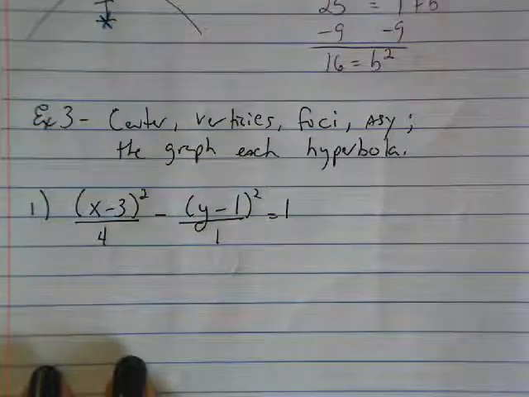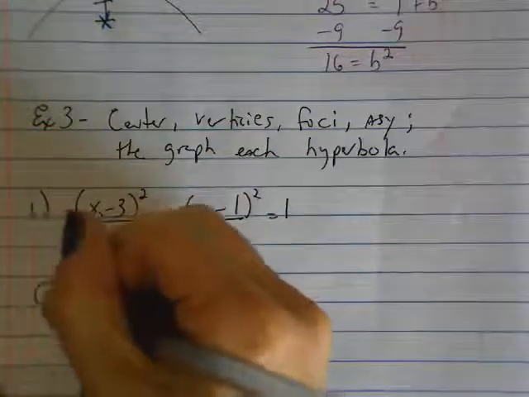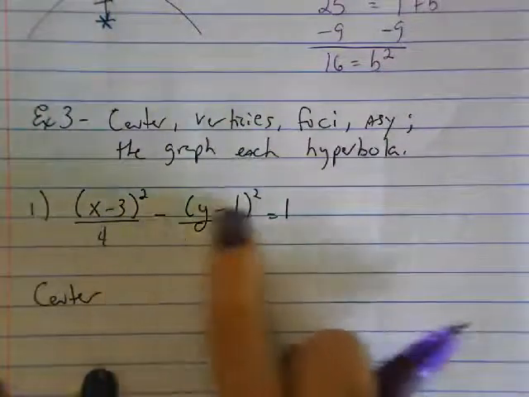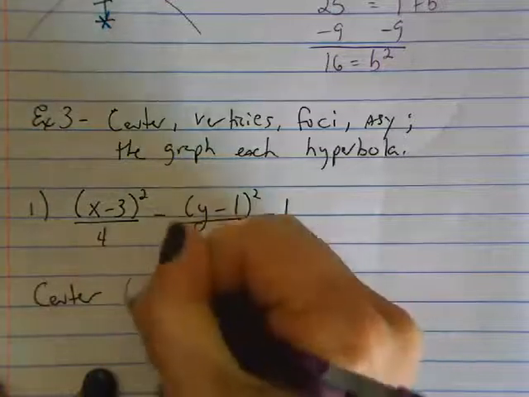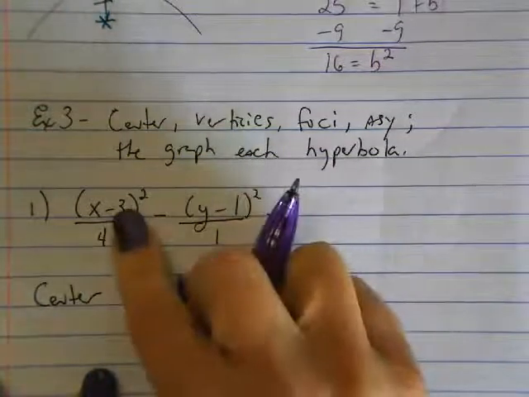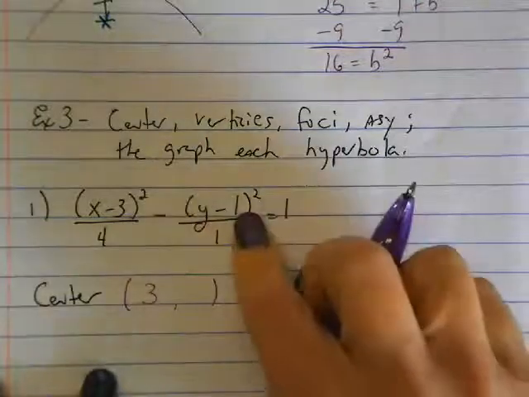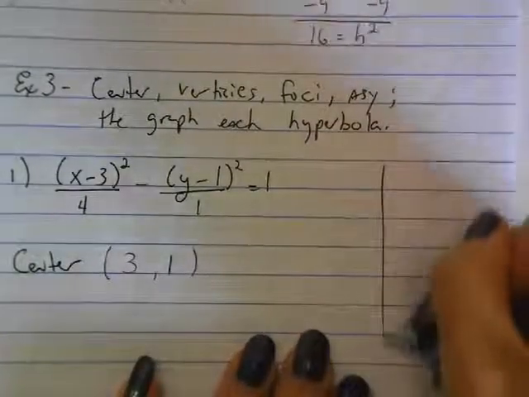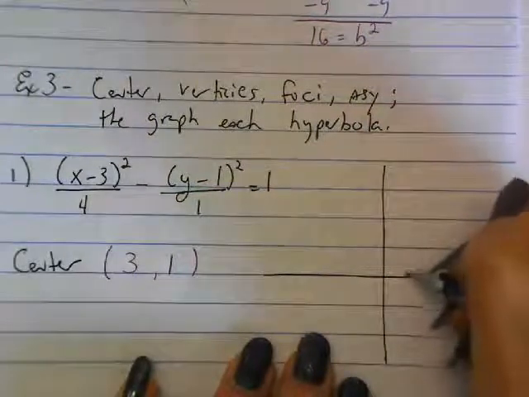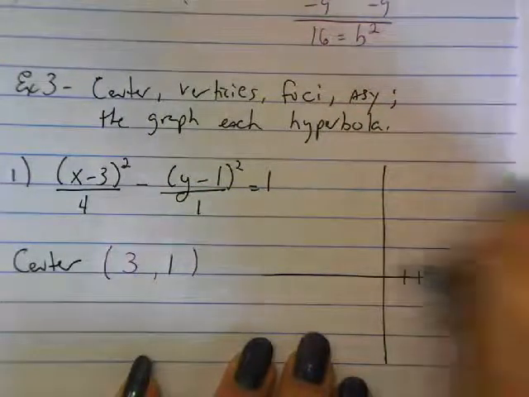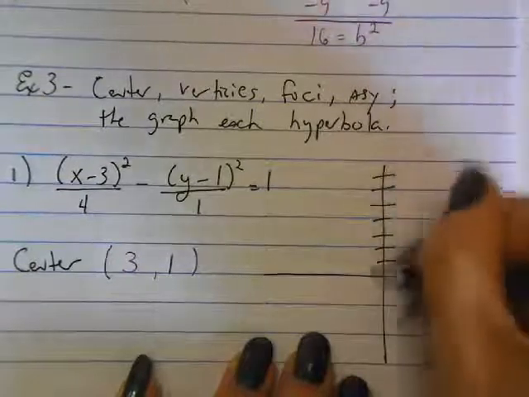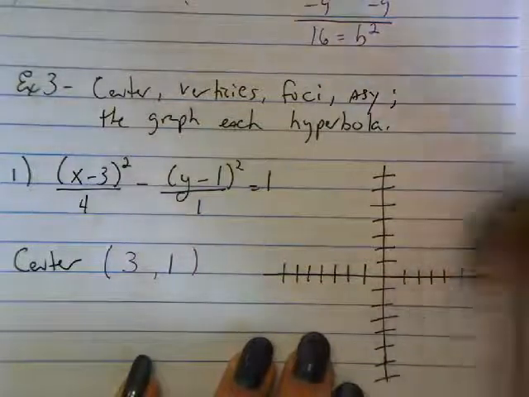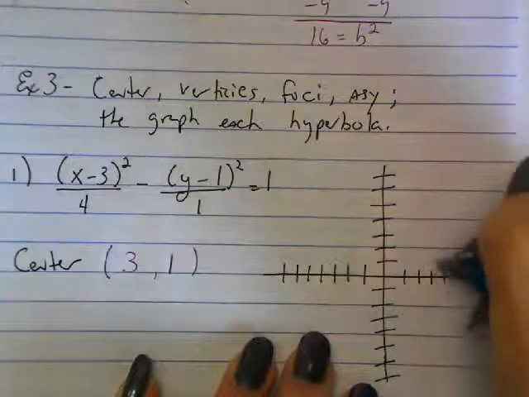So first, before we do anything, let's name what our center is, because we can get that right away. So remember, when these come out of the parentheses, what happens to their sign? The -3 becomes 3, and the -1 becomes 1. So I've got my center. So (3, 1). There's my center.